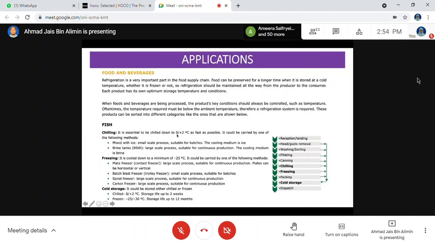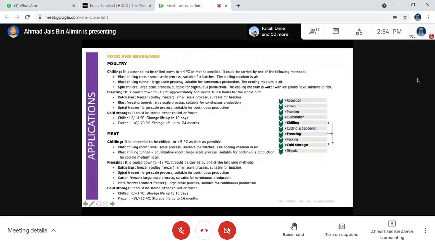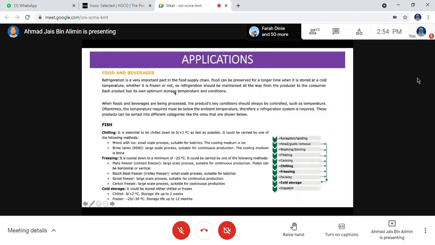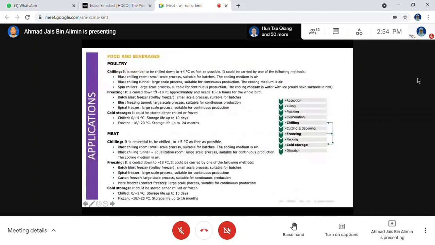You look at the required working temperature. The chilling process requires around 0 to 2 degrees Celsius. Okay. Freezing or freezer around minus 25 degrees Celsius. For cold storage, it's around, correct, either chill or frozen. So between those two temperatures. So that is the requirement if you're working with fish. So in the food and beverage industries, this is the requirement.